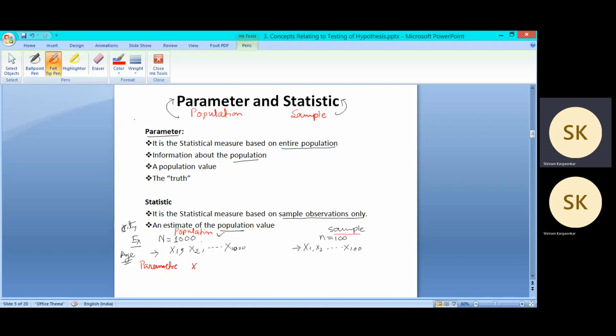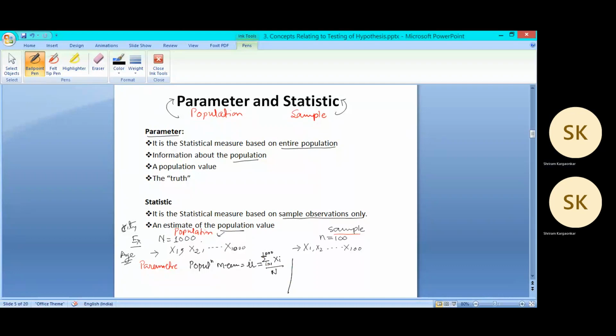For example, suppose I get the population mean, denoted by capital mu. What does this mean? The sum of all observations from 1 to 1000, meaning I add all 1000 values here, and then divide by N, meaning 1000. So this is a parameter. Whatever statistical measure I get based on all observations in the population is termed a parameter.